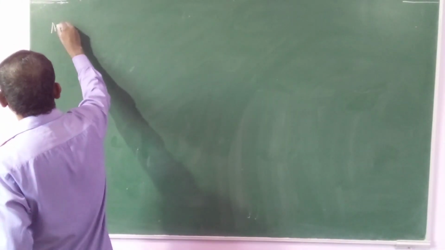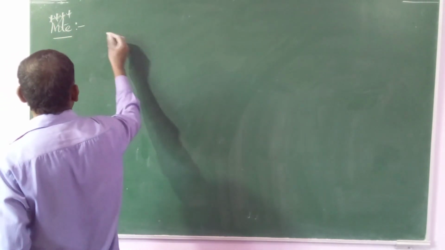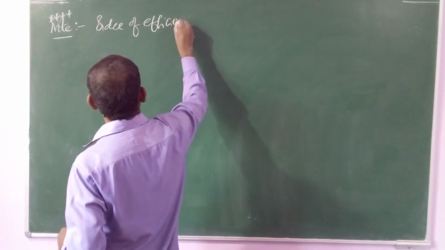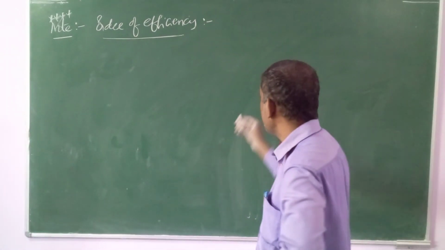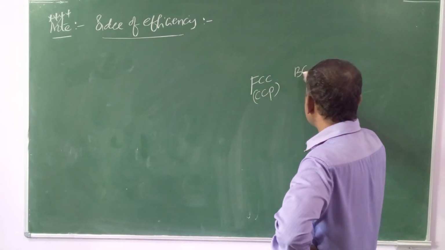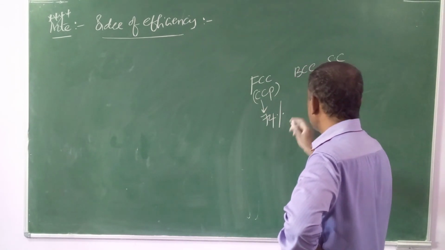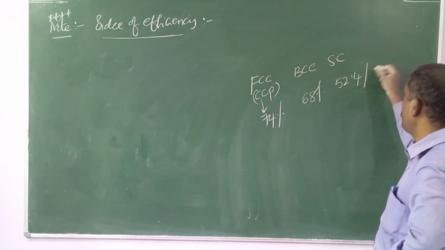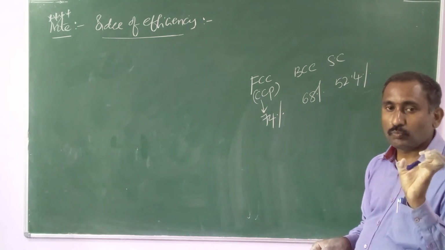Lastly, I will write one note point: order of efficiencies of simple cube, BCC, FCC. So FCC, another name CCP, next BCC and simple cube. FCC efficiency how much? 74 percentage. BCC 68 percentage. This 52.4 percentage. Therefore, highest efficiency goes to FCC. That means FCC is more efficient.